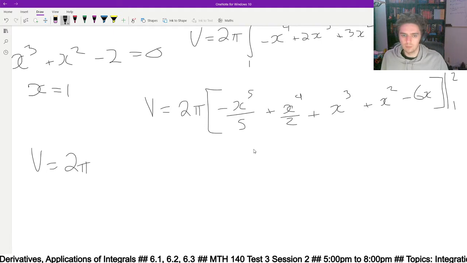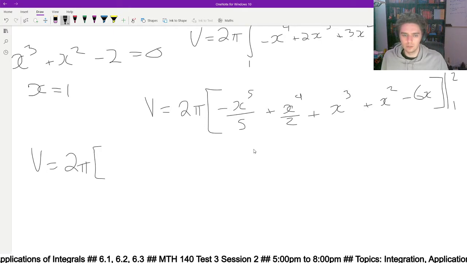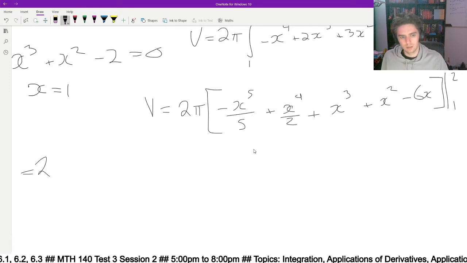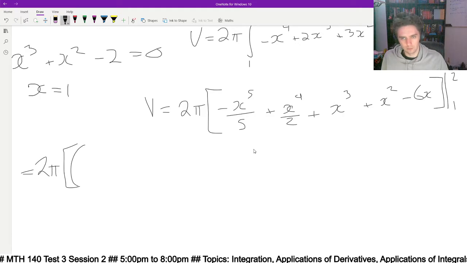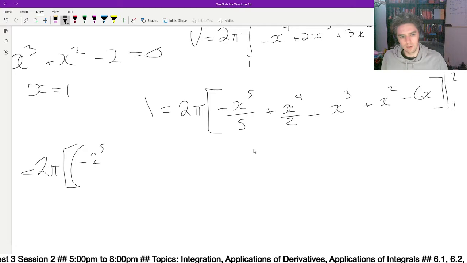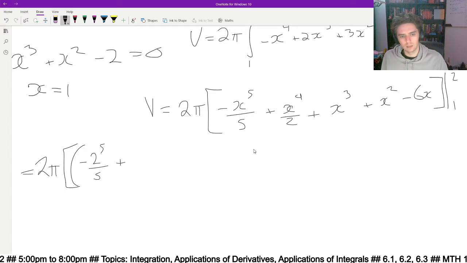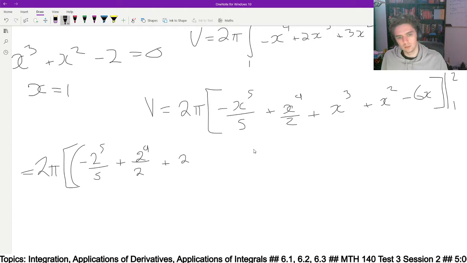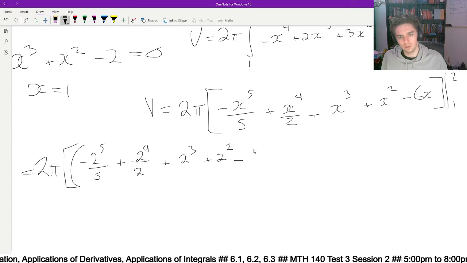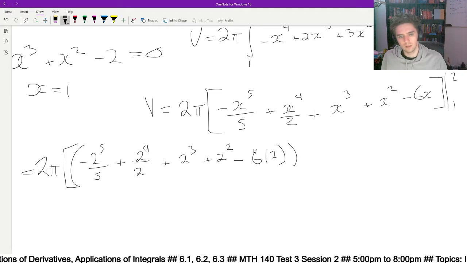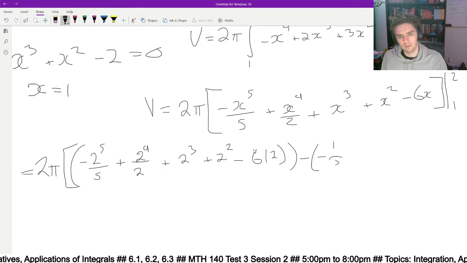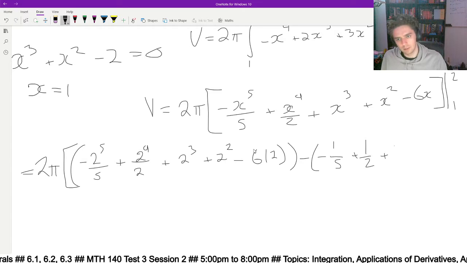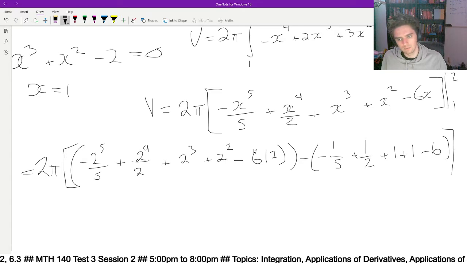V equals 2 pi. So now evaluated at 2. I guess I just have to write it out. So 2 pi times, first bracket, is going to be negative 2 to the power of 5 over 5 plus 2 to the power of 4 over 2 plus 2 to the power of 3 plus 2 to the power of 2 minus 6 times 2, minus negative a fifth. I can't read that. Negative a fifth plus a half plus 1 minus 6. Okay.